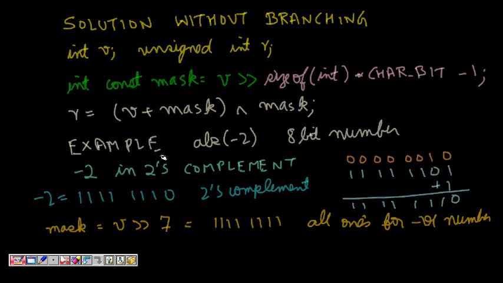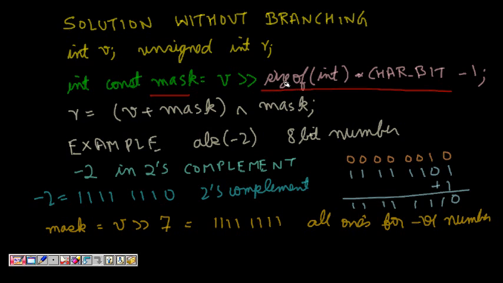Here what we basically do is create a mask, add it to the number, and then XOR the result with the mask. So let's see how we calculate the mask. We right shift v by the size of the number in bits minus 1. This is the general way I have represented it: sizeof(int) times CHAR_BIT gives us the number of bits in the integer. We right shift by that many positions, so it basically gives us the sign of the number.